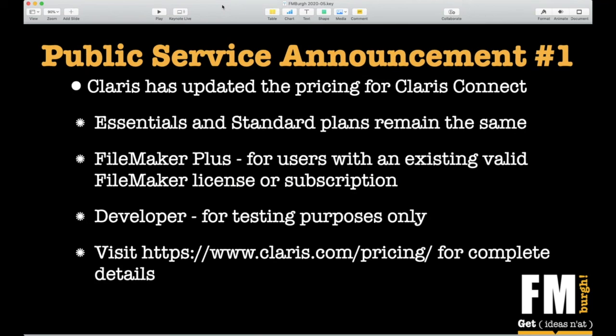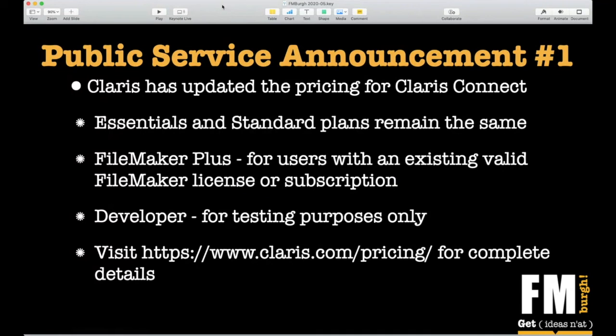But what they have done is they've added this FileMaker Plus, which is for users who are either also purchasing FileMaker licensing, or already are an existing FileMaker customer that's valid and up to date. You can get Claris Connect for only $49.99 a month. It's the 10,000 API calls of the Essentials plan, but you have unlimited flows, so you can use it as much as you want.